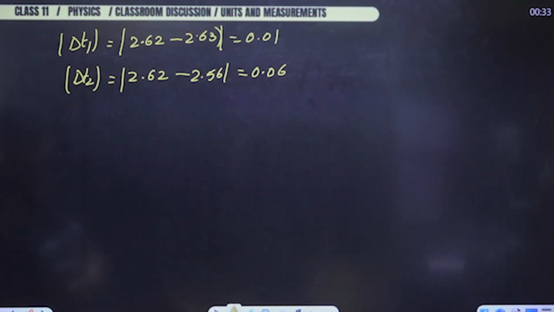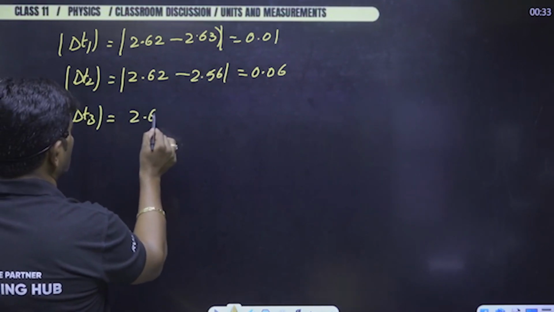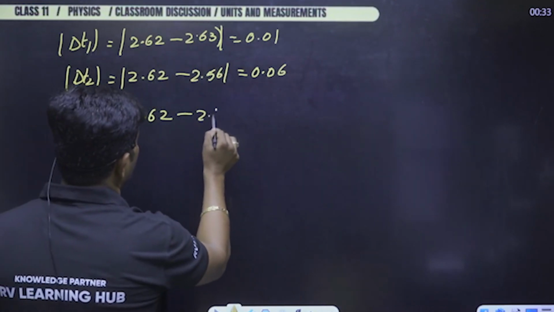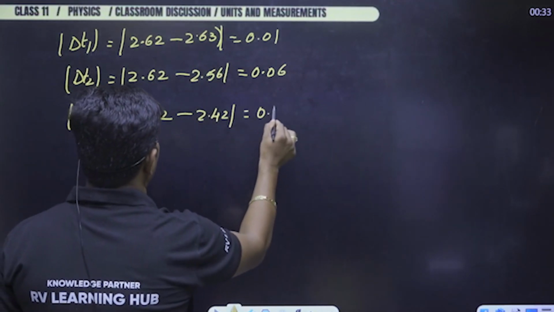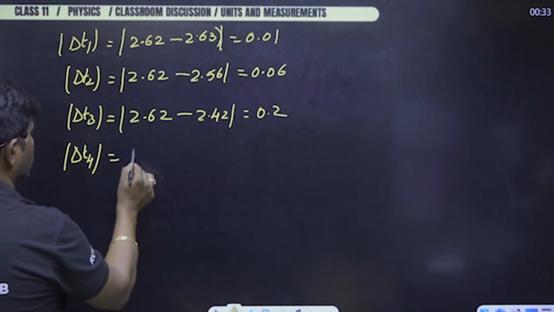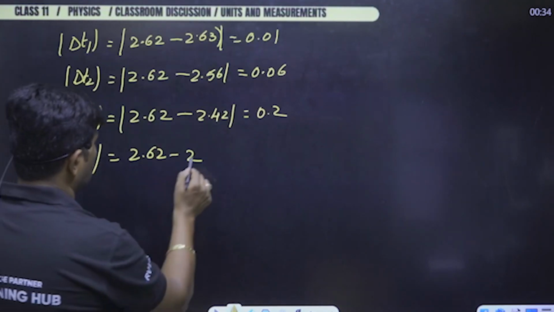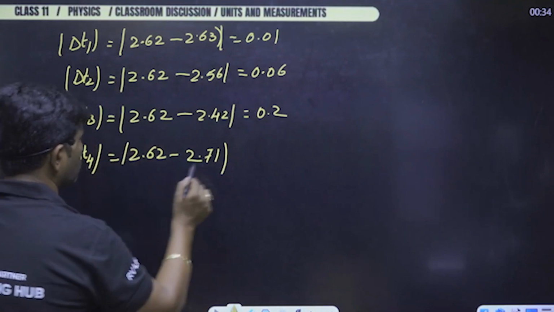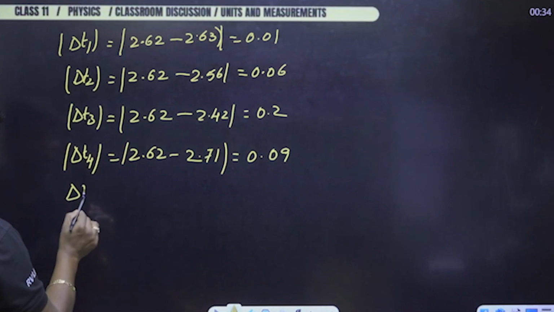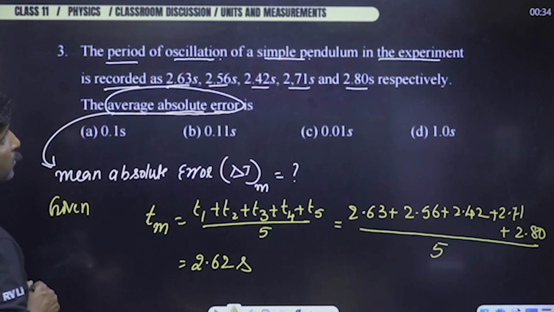Is it right? And similarly, what is the delta T3 value here? Delta T3 becomes equal to 2.62 minus the third trial, 2.42. You'll get the answer as 0.20. And similarly, delta T4 will become equal to 2.62 minus 2.71. If you do simplification, you'll get the answer as 0.09. And similarly, delta T5 becomes equal to 2.62 minus 2.80.